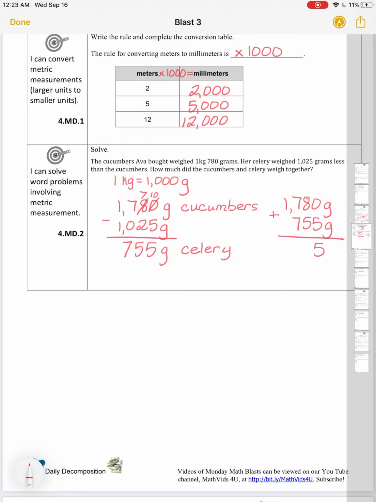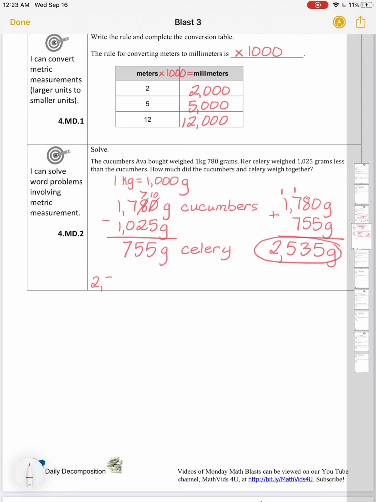I have 5 ones, 13 tens, but we're going to leave 3 tens, bundle 10 of those tens and make a larger unit. 10 tens makes 100 there. So now I have 7, 7, and 1 hundreds. So that's 15 hundreds. We'll leave 5 hundreds in the hundreds place, bundle 10 of the hundreds, and make 1,000. 1,000 and 1,000 is 2,000. So 2,535 grams is the weight of the cucumbers and celery together.